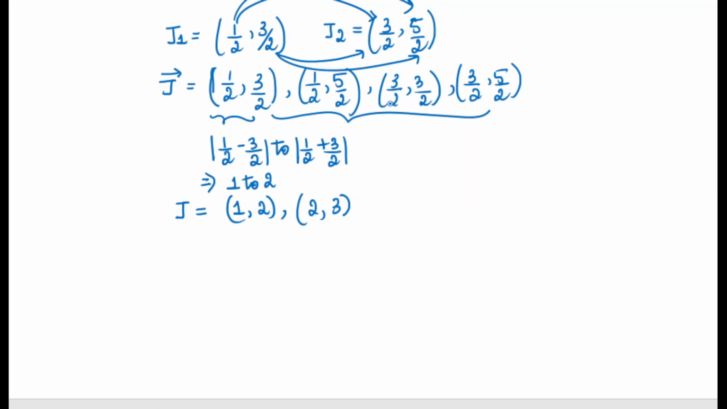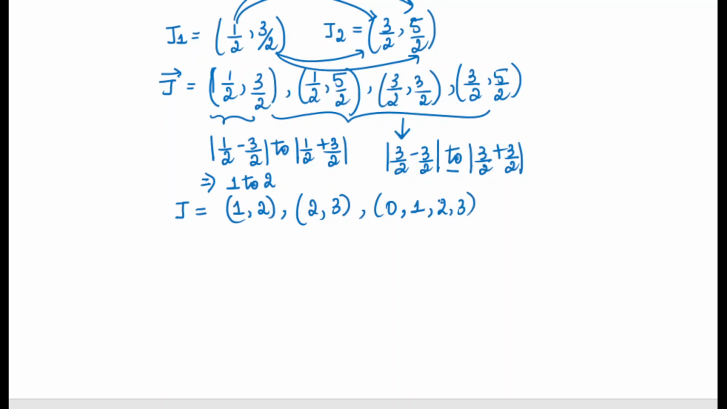And next we have 3/2 and 3/2. That means 3/2 minus 3/2 to 3/2 plus 3/2. If I solve this, we get the value 0, and if I solve the other, we get 6/2, which is 3. So the values are 0, 1, 2 and 3. So we have the four values.